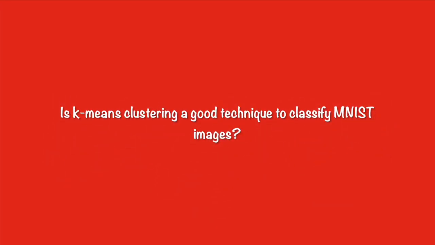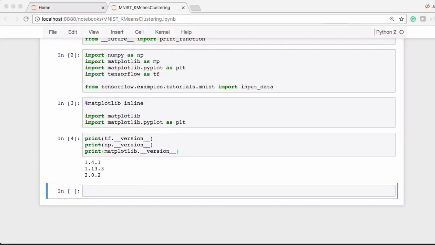In this demo, you'll find out whether k-means clustering is a good technique to use to classify MNIST handwritten digit images. Clustering is often a preparatory step to classification algorithms. You'll cluster the data into logical groups and then perform prediction on input data to see which group they belong to. Let's look at a more interesting k-means clustering problem.